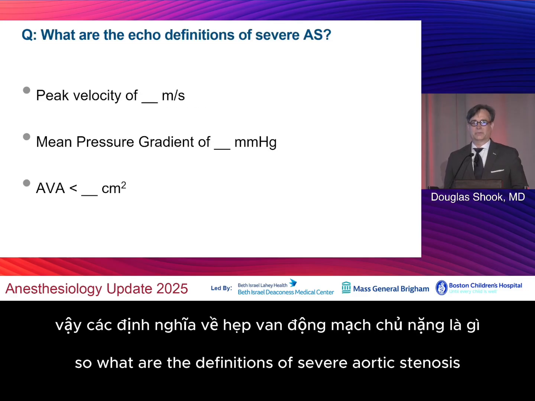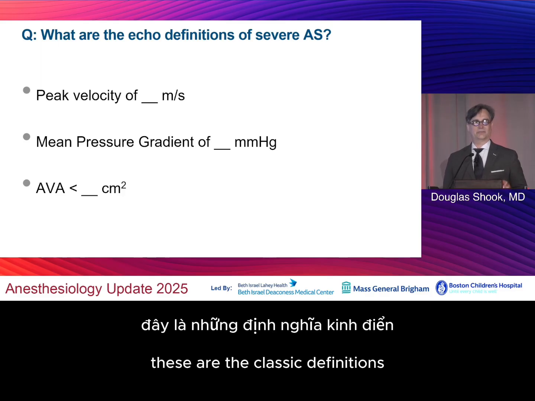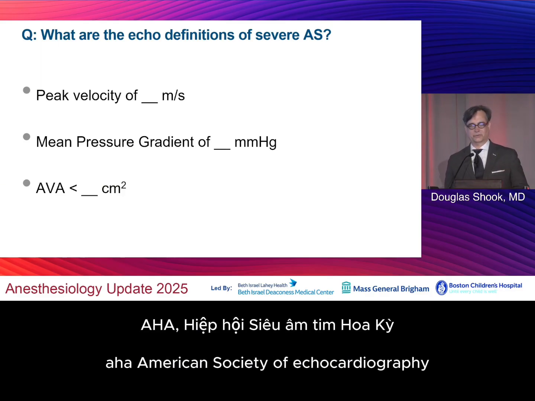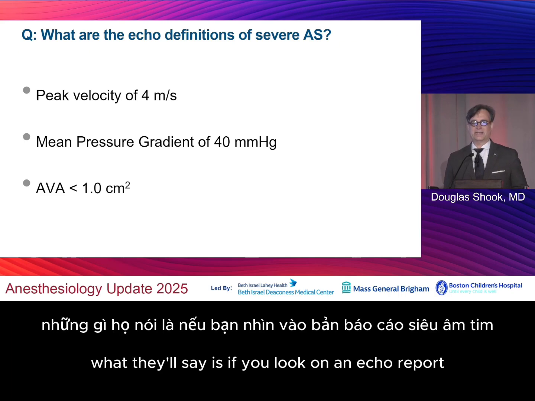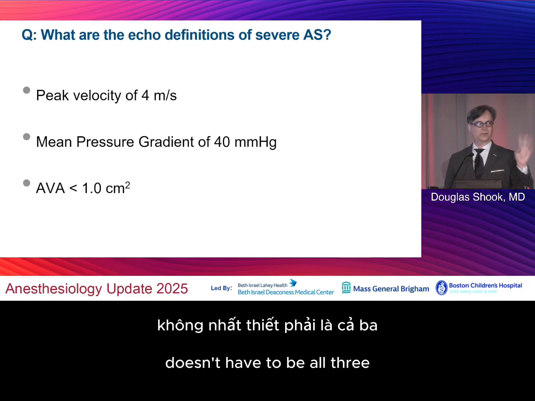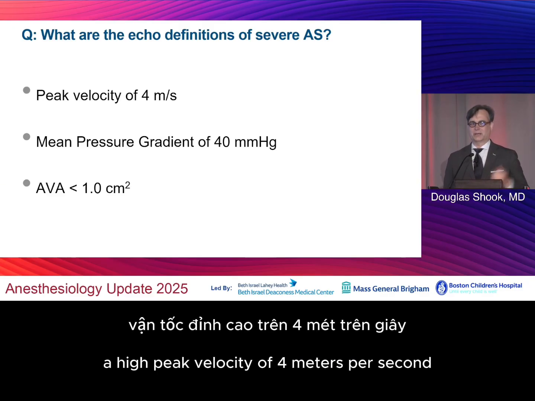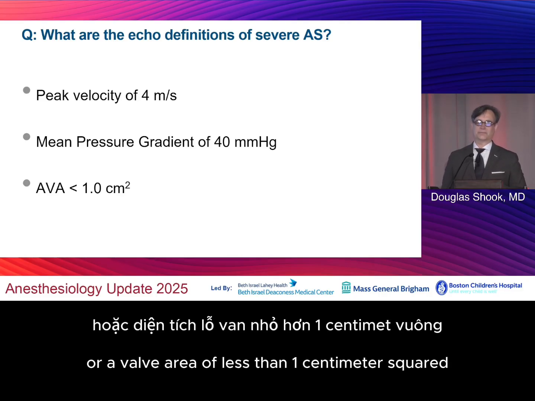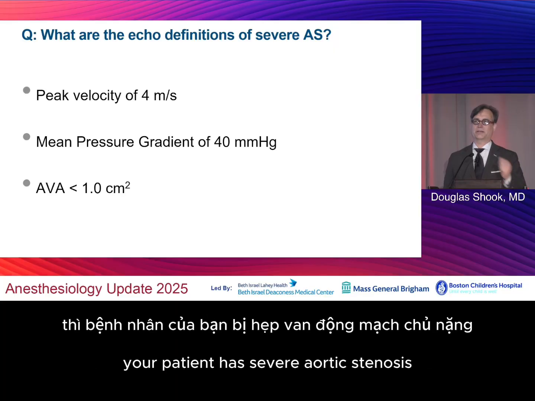So what are the definitions of severe aortic stenosis? These are the classic definitions. If you go to the ACC, AHA, American Society of Echocardiography, what they'll say is if you look at an echo report and you see any one of these, doesn't have to be all three, just one of them, a high peak velocity of 4 meters per second, a mean gradient of over 40 millimeters of mercury, or a valve area of less than 1 centimeter squared, your patient has severe aortic stenosis.